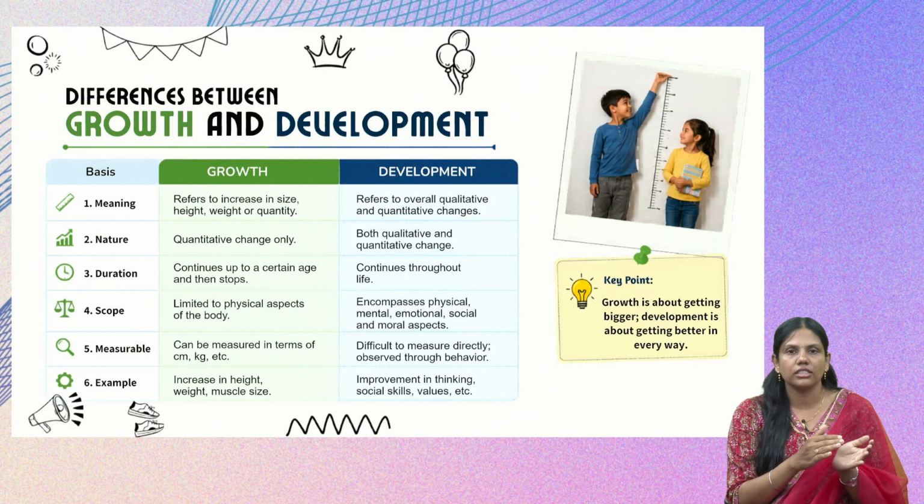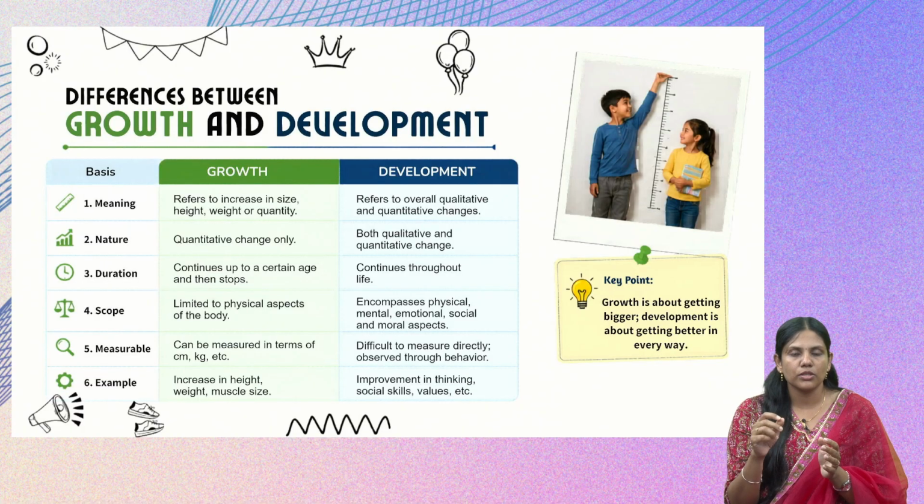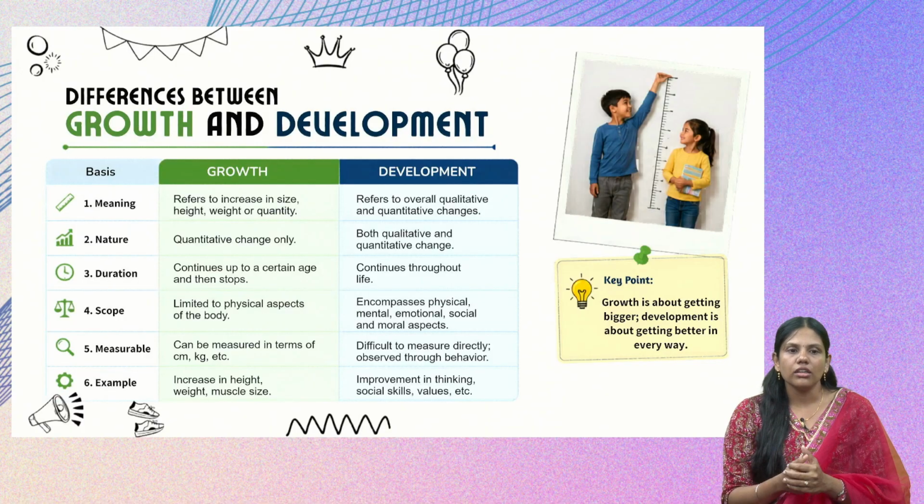As we have already discussed in the principles of development, development is a continuous process. It is the principle of continuity, so there is always a continuous part. Then scope. Growth is limited to the physical aspects of the body, but development not only encompasses the physical aspects but also the mental, emotional, social and moral aspects of the human being. Then, the measurable aspects: growth can be measured in terms of centimeters and kilograms, but it is very difficult to measure or observe the behaviors of the child.